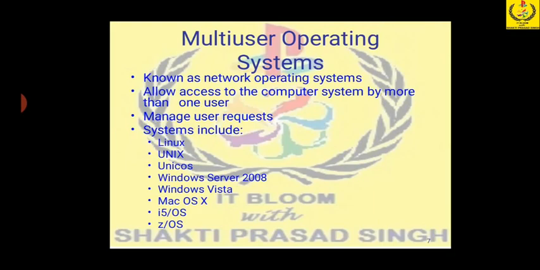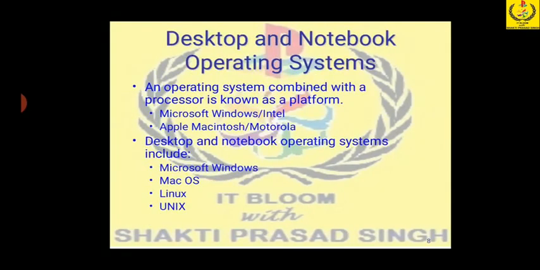The next is desktop and notepad or notebook operating system. An operating system combined with a processor is known as a platform. Means an operating system definitely works with the help of a processor, and when it accesses the processor, that is called a platform. Those platforms are available in the market as Microsoft Windows with Intel and Apple Macintosh with Motorola. These are the combinations with the platform. Microsoft will work on Intel, Apple will work on the Motorola platform.